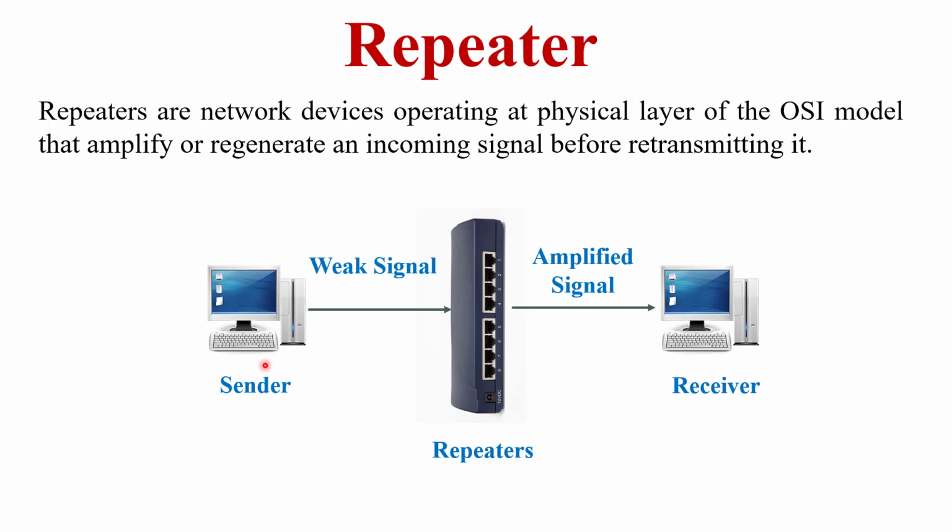Here we see this is the sending machine, this is the receiving machine. If we want to extend the length of the network, we use a repeater. Repeater receives the weak signal coming from the sending machine. It amplifies the weak signal and then sends it to the receiver. This is the basic function of a repeater.